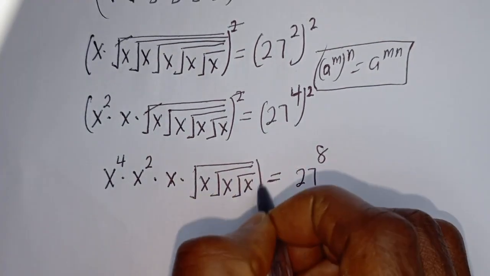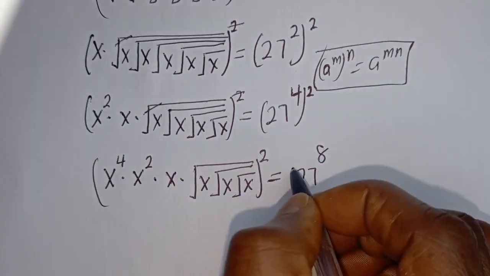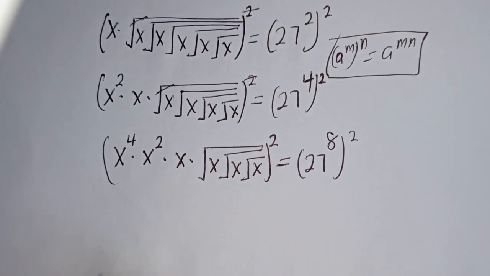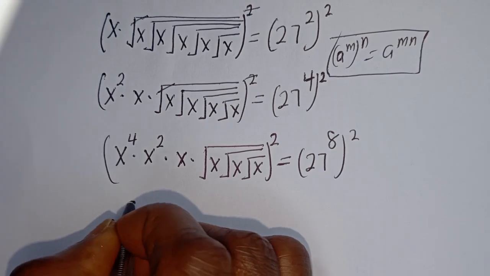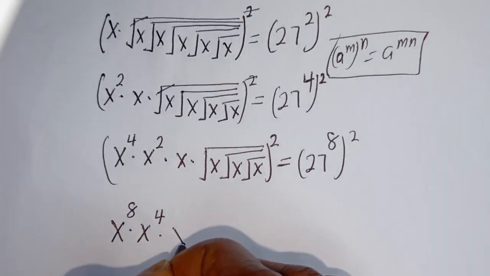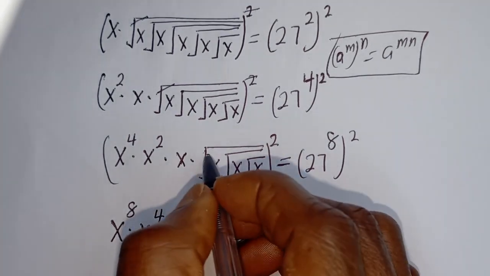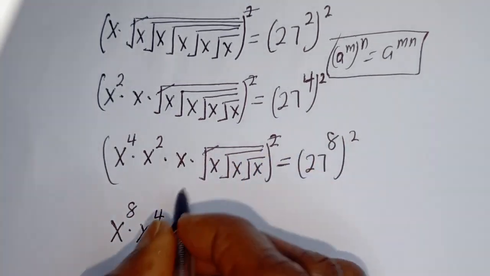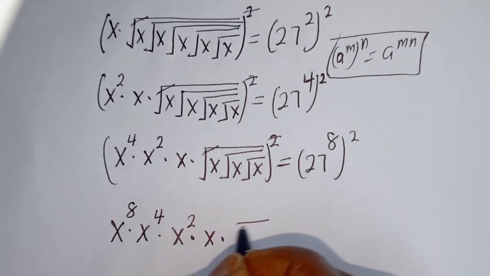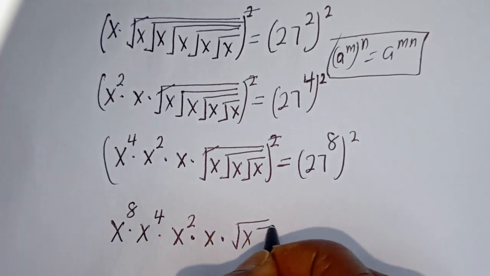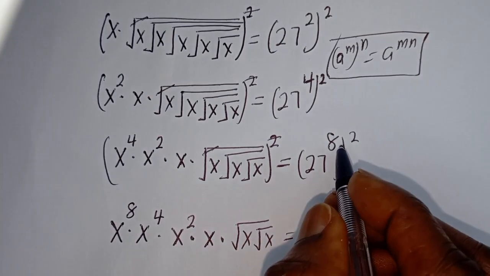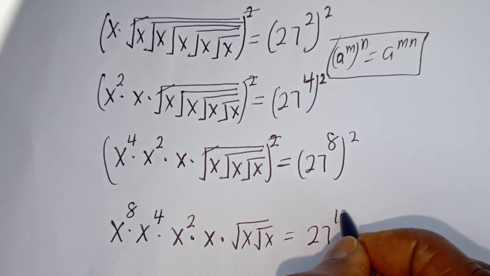Then let's square both sides of this equation again. Square, square. This will give you s to the power of 8 multiplied by s to the power of 4 multiplied by s squared multiplied by s multiplied by square root of s, square root of s, this will cancel this, is equal to 27 to the power of 8 times 2, that is 16.